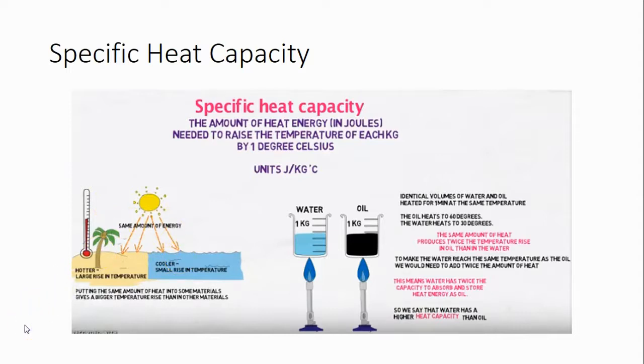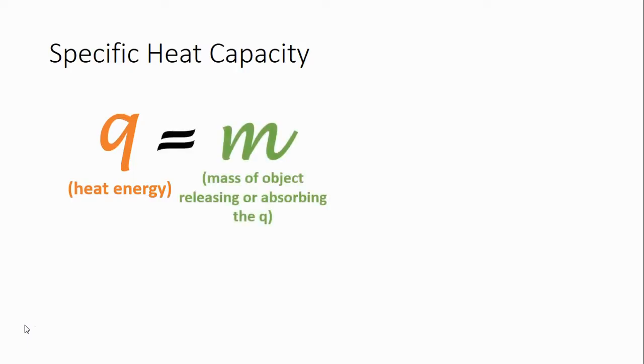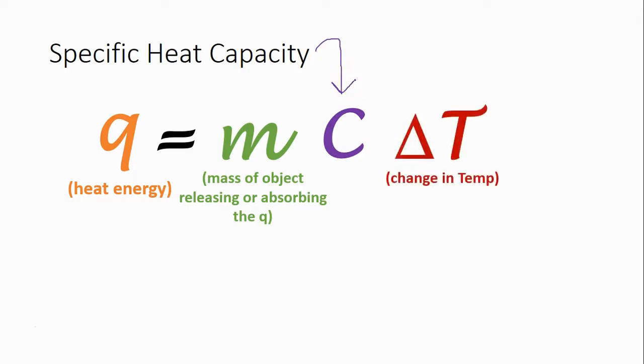So now let's take a look at the equation we use to calculate specific heat capacity. The first part of the equation is our lowercase letter q, which means heat energy. The heat energy is equal to, the first thing that gets plugged in is the mass of whatever object is releasing or absorbing that heat energy. Then we have a capital letter C, which is the symbol used to represent heat capacity itself. Finally, we have delta T, which means change in temperature, because of course if the object is absorbing or releasing heat energy, its temperature is going to change.